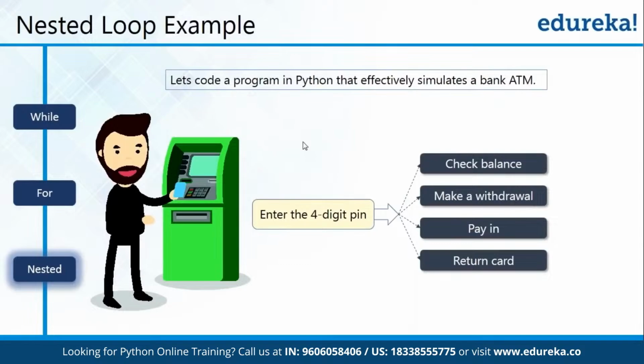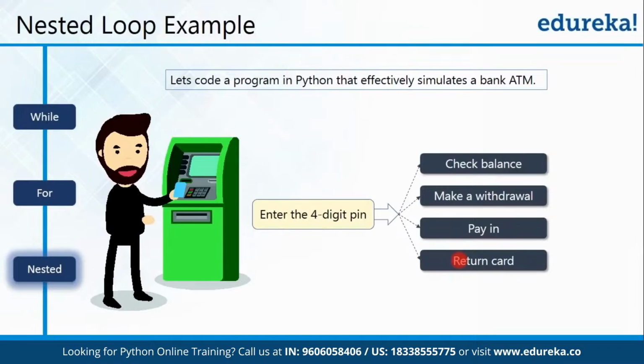Now over here what I'm going to do is write code to simulate a bank ATM. For that I'm going to use a nested while loop. First you need to enter the 4-digit PIN, and then you can perform the following functions. You can check the balance, make a withdrawal, deposit some money, and if you don't want to do anything, you can tell the machine to return your card as well. So let me show you how it is done.